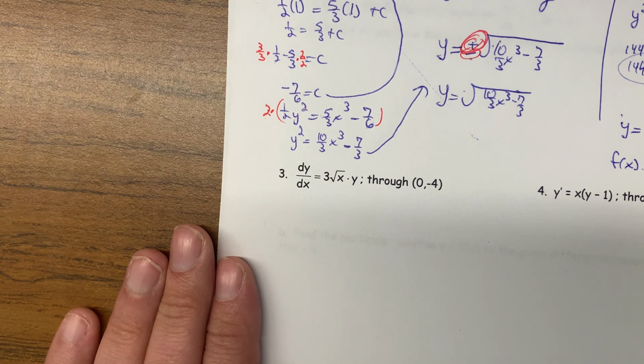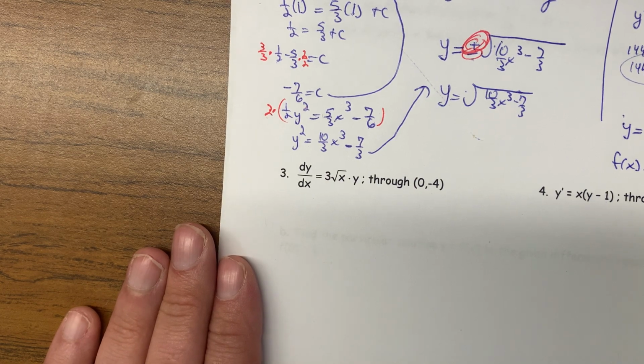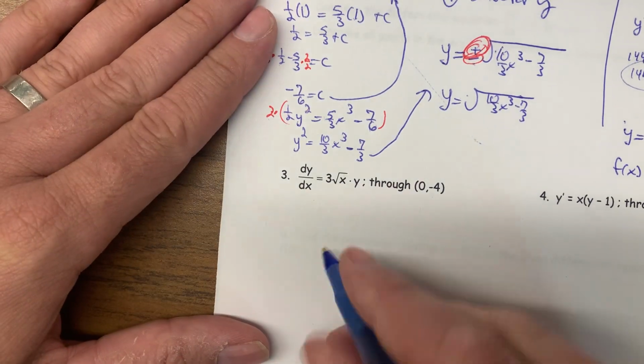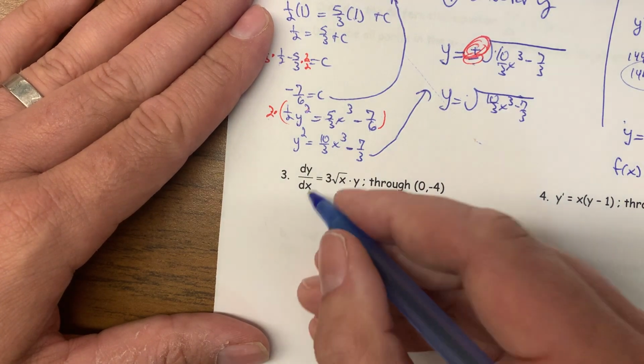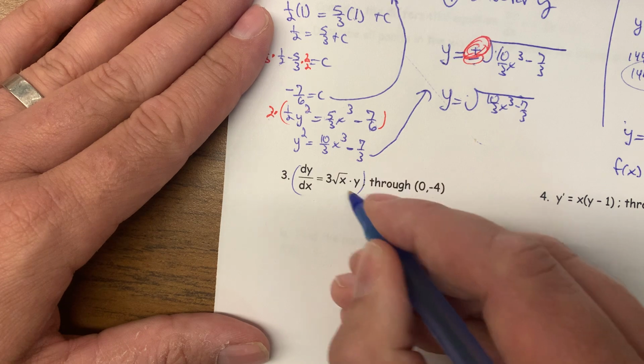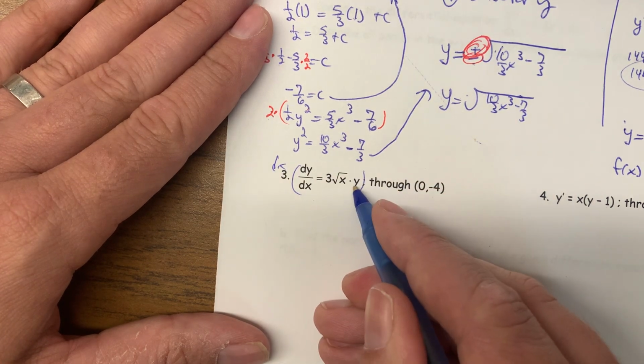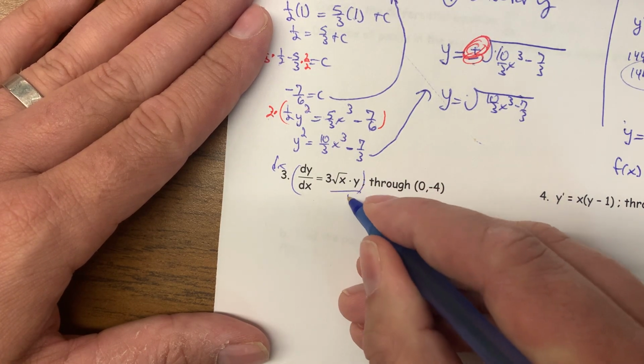This is a different type, so I just want to show you some steps that are different. We still need to get all the x's on the left and the y's on the right. Sorry, all the x's on the right and the y's on the left. So we're going to multiply by dx. And how do we get the y's on the left? Well, we need to divide by y.